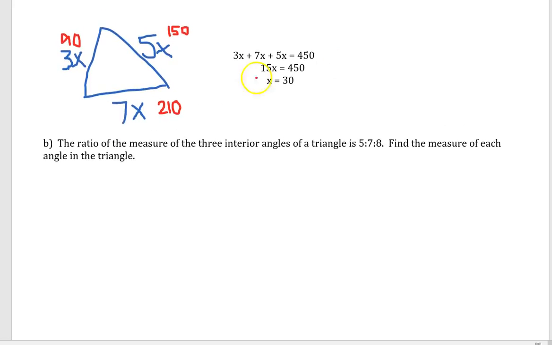Okay, one more quick question. Ratio of the measures of the interior angles of a triangle are 5 to 7 to 8. Okay, now similar question, different though, because we're talking about angles. I'm going to do the same thing here. This is not drawn to scale. I'm just going to take each one of the numbers in that proportion and I'm going to attach an X to it. This time we're representing an angle.